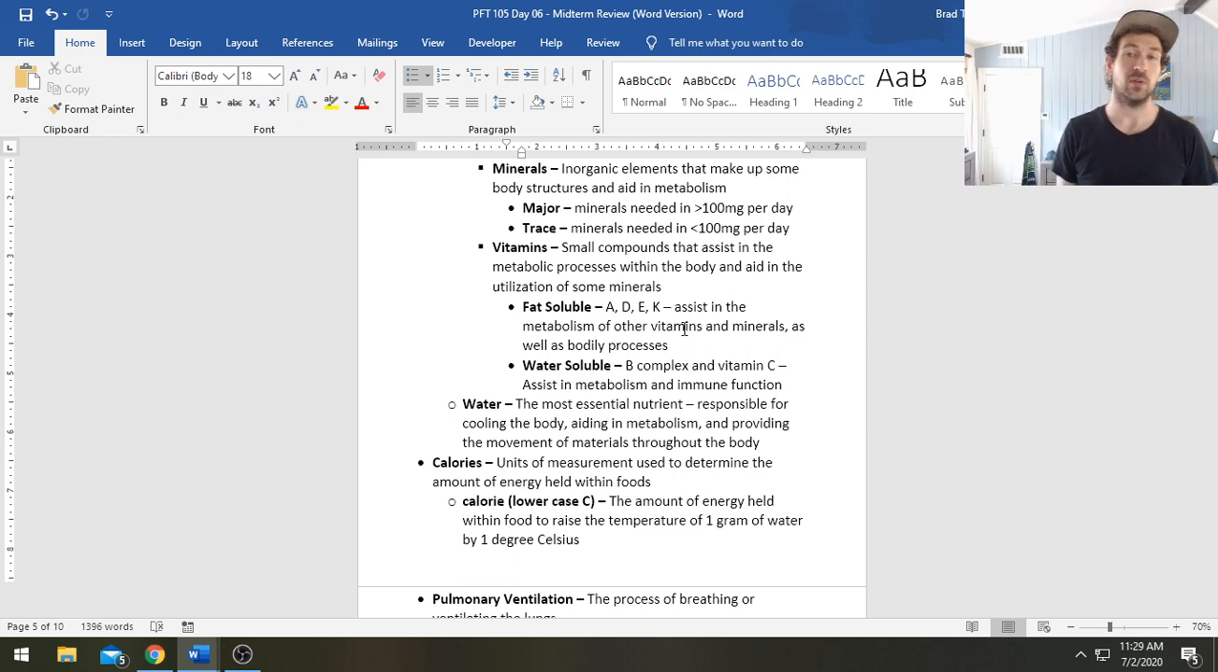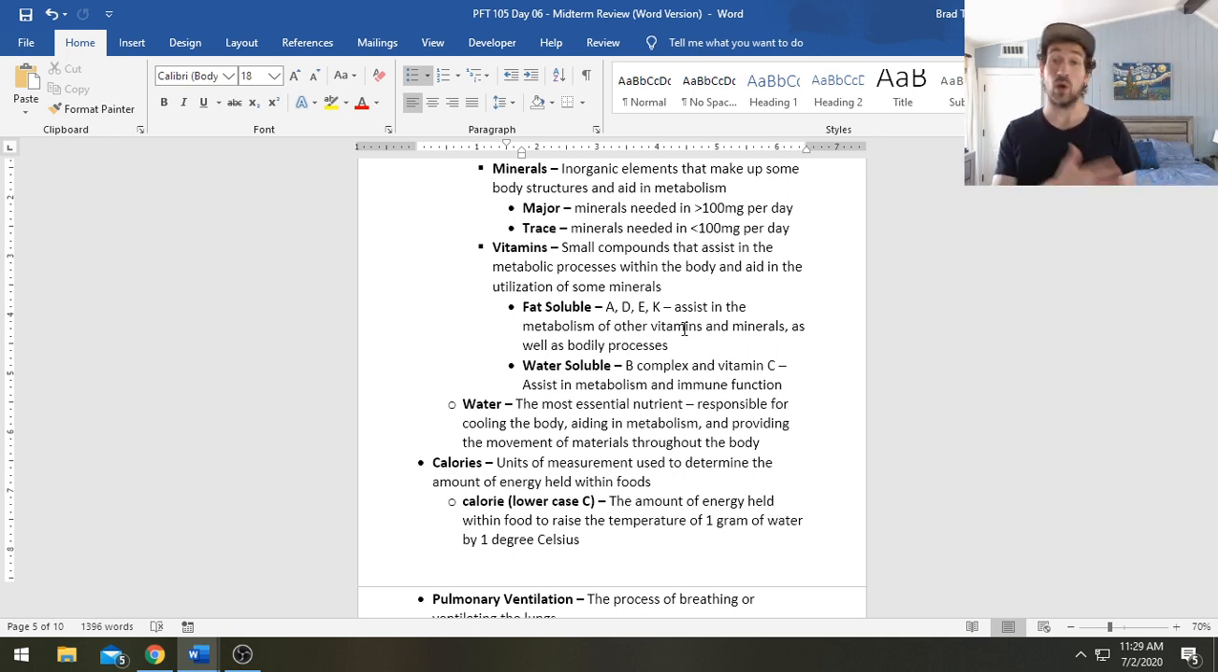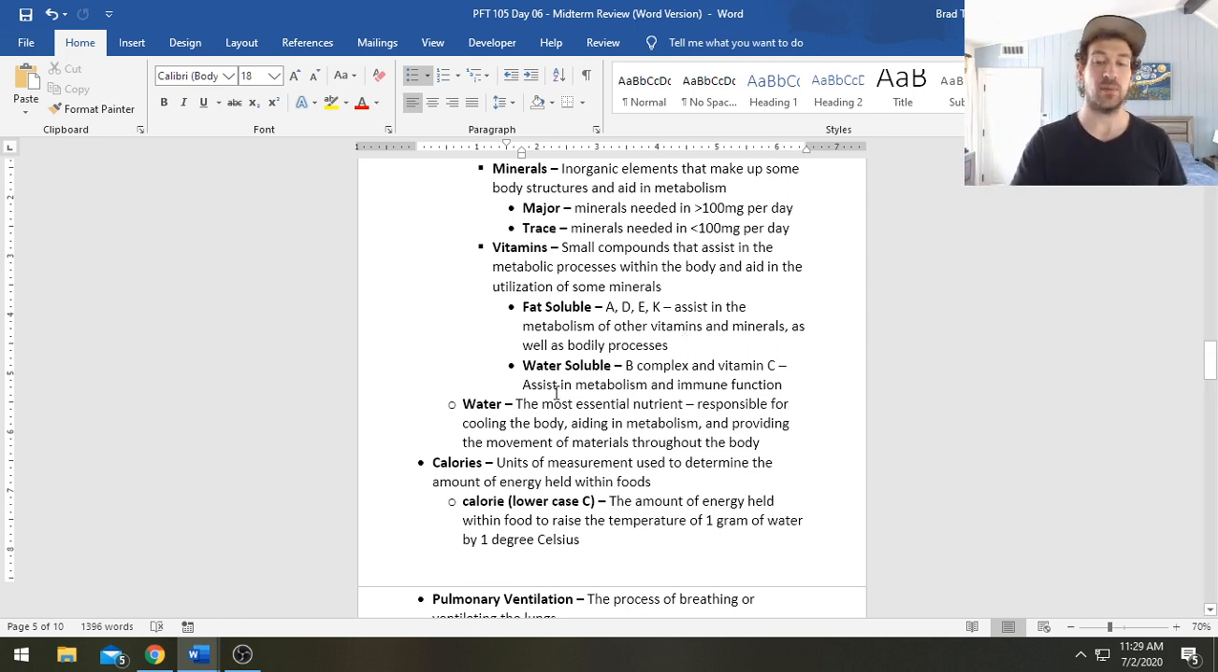And then your water-soluble vitamins are all of your vitamins B1 through 12, right? That's your B complex. And vitamin C is also water-soluble. Their job is to assist in metabolism. So when we talked about the Krebs cycle earlier, the Krebs cycle relies on B vitamins to act as coenzymes in order for us to metabolically produce ATP. But then you're also going to see things like vitamin C, which is going to act as an antioxidant and also assist in immune function.